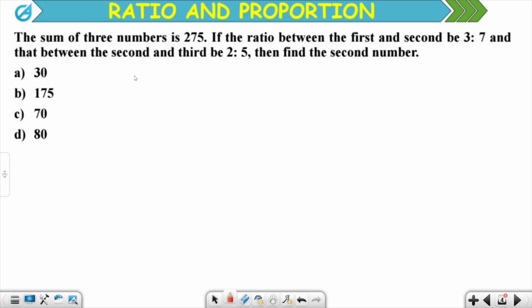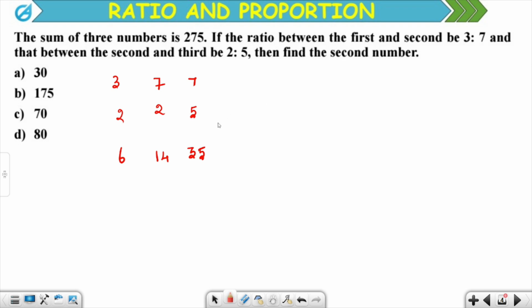See here. Sum of three numbers is 275. Again, first number and second number is 3 is to 7. Second number and third number is nothing but 2 is to 5. So if you multiply, what happens here? So 7, here 2. So here it is like 6, 14, and 35.